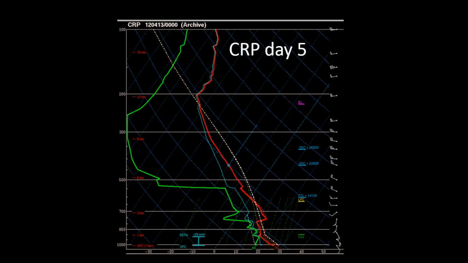Now we start seeing something that's beginning to look like your loaded gun sounding, which you would hope to see. This is Corpus Christi day 5. We're still 48 hours out. So again, you're talking about an event up in Kansas and Oklahoma. You better see the moisture down in South Texas well in advance.